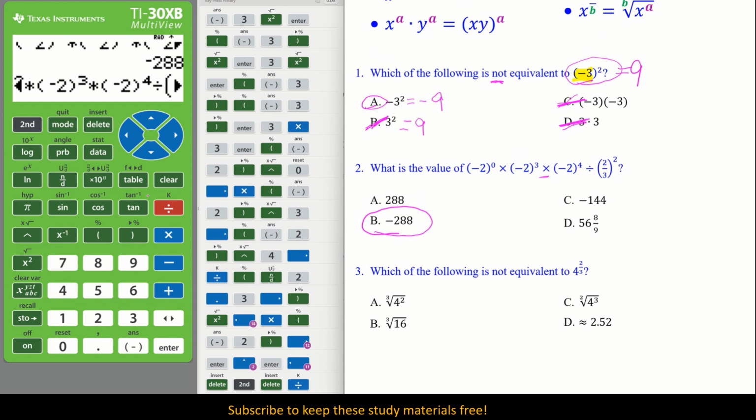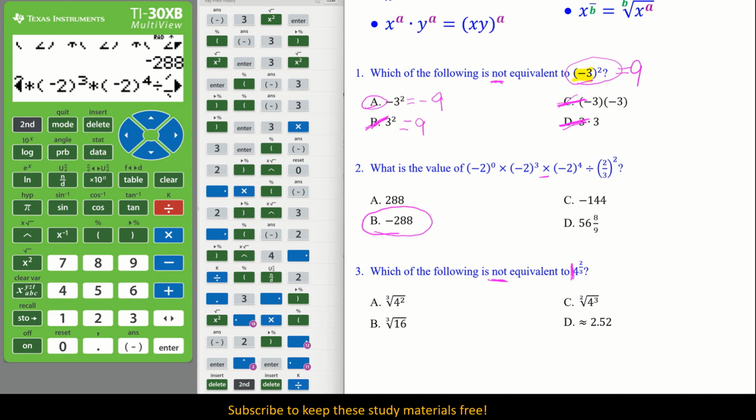Which of the following is not equivalent? Oh, we have another not situation. Equivalent to 4 to the 2/3 power. Now be careful. When you see this, oh, sorry about that. I was going to highlight that.